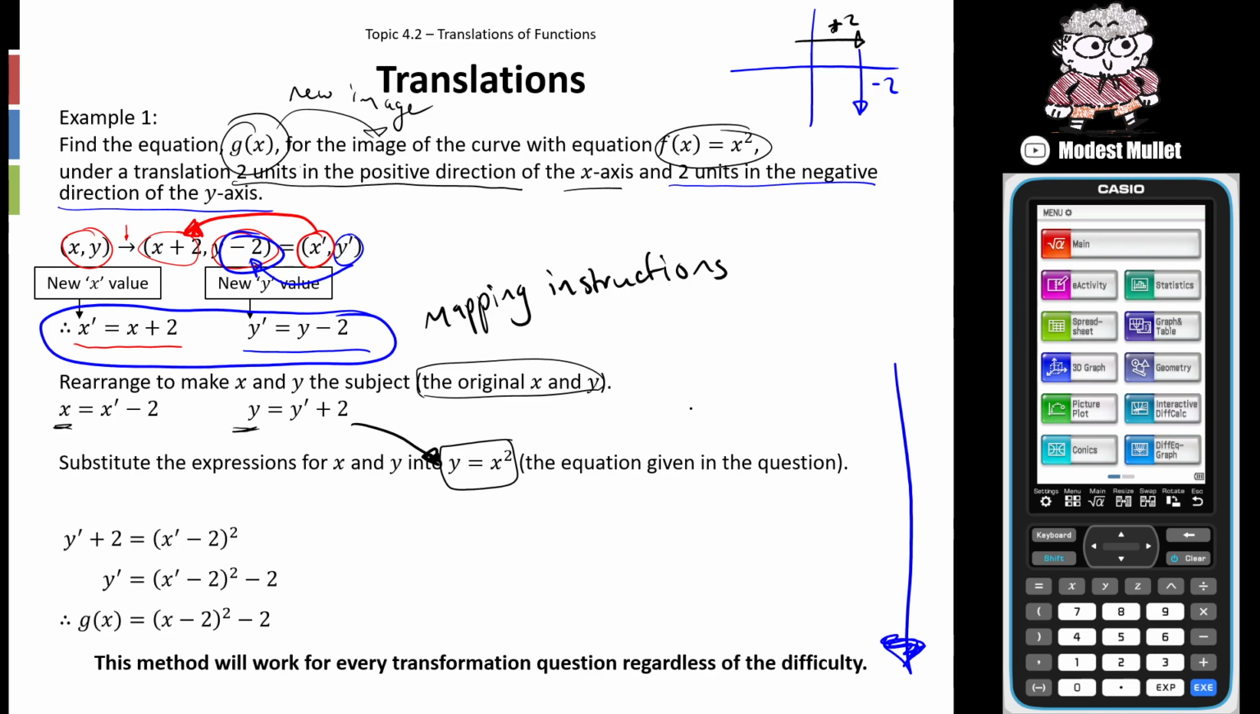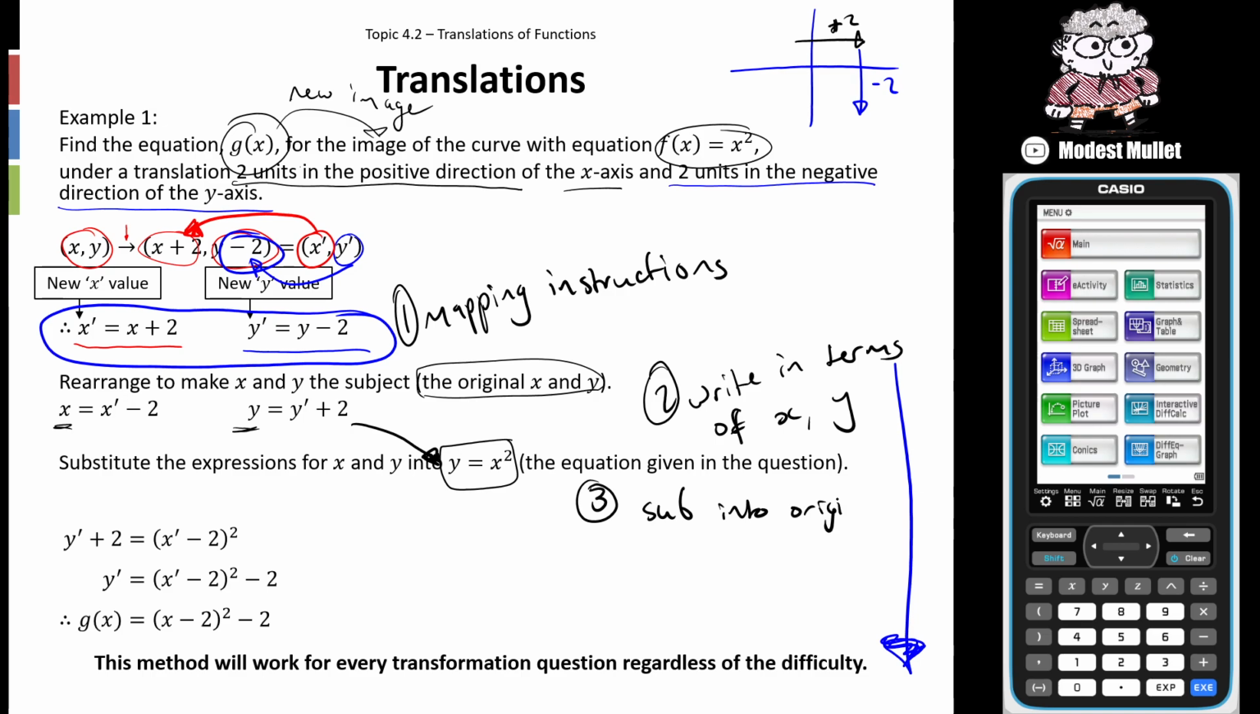Okay, so let me write out the steps. So 1, we need to get our mapping instructions. 2, write in terms of the original x and y. Step 3, we're going to sub into the original equation, and we can see that is happening here. We've put that y dash plus 2 in for the y, and we're going to put this x dash minus 2 in where the x is, and we get this equation here.